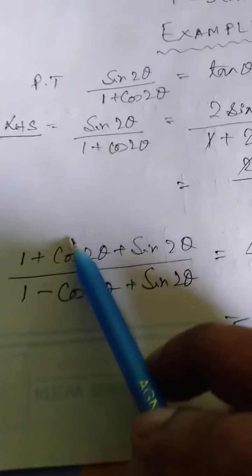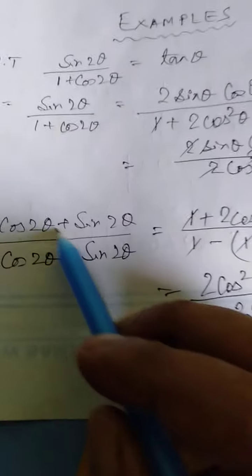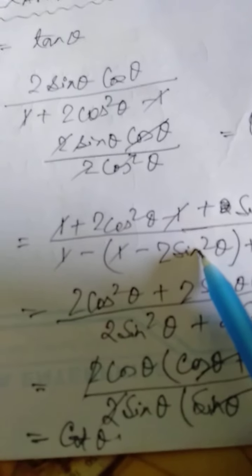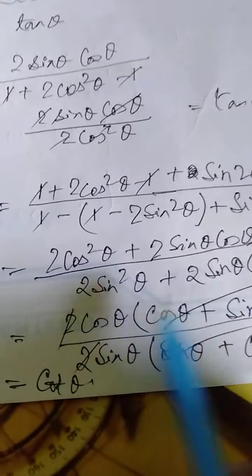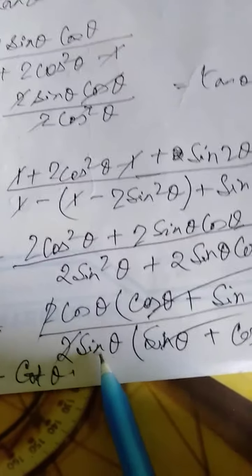Second sum. (1 plus cos 2 theta plus sin 2 theta) by (1 minus cos 2 theta plus sin 2 theta). Now, this cos 2 theta, you write 2 cos square theta minus 1, and this cos 2 theta, you write 1 minus 2 sin square theta, just to cancel the 1. And we have this as it is. So after all, what we are getting? 2 cos square theta plus 2 sin theta cos theta by this. So on cancelling this 2 and taking cos theta, sin theta common, we will get cot theta.